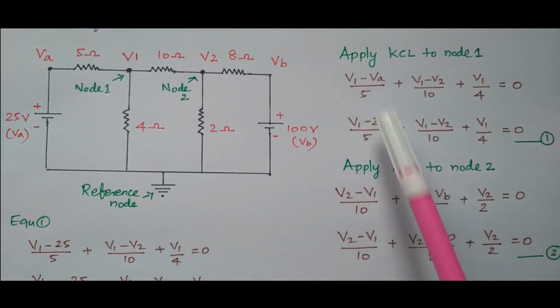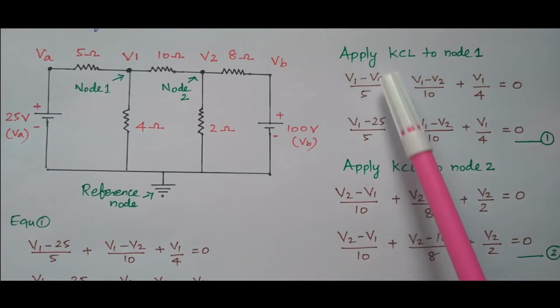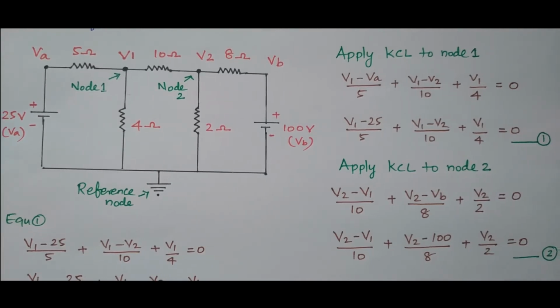The current I equals V by R, so all are added together. V1 minus VA by 5, that is 25 divided by 5, plus V1 minus V2 divided by 10, plus V1 by 4 equals 0. We'll take this as equation number 1. We can go for further simplification in the equation.